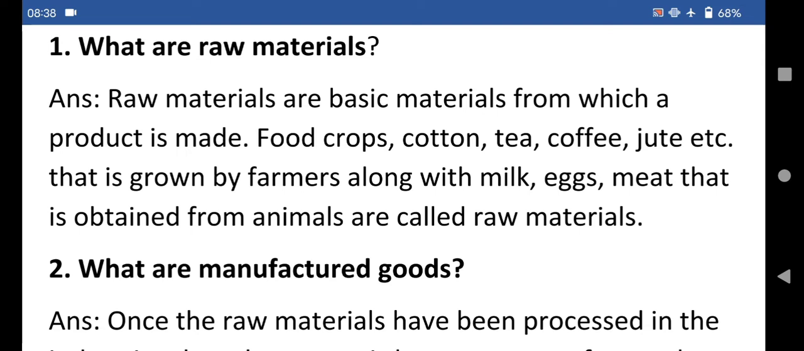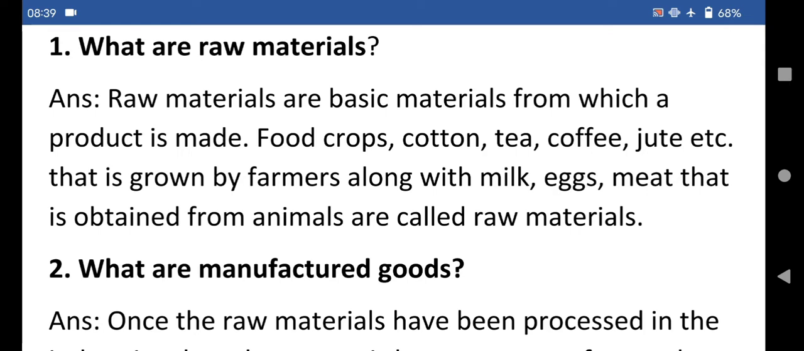Food crops, cotton, tea, coffee, jute, etc. that is grown by farmers along with milk, eggs, meat that is obtained from animals are called raw materials. So dear children, raw materials means all the things which are used to make different products. Those are known as raw materials.